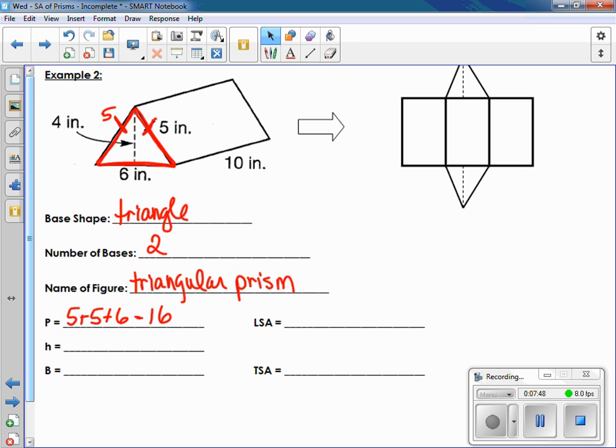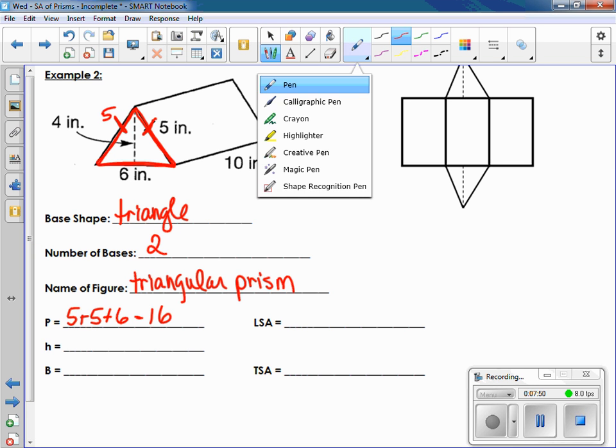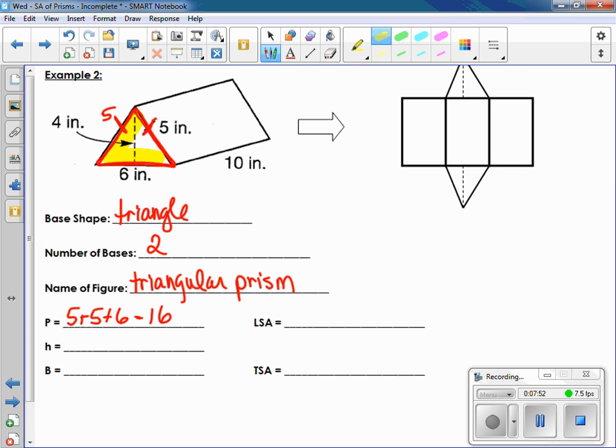What's the height of the prism? Well, the height of the prism is from base to base. So sometimes it's hard to see that, so I'm going to highlight it. I'm actually going to draw in the rest of my prism. I like seeing all of it. So again, here's my other base. So what you're looking for is the part that goes from base to base. That height of the prism is 10.